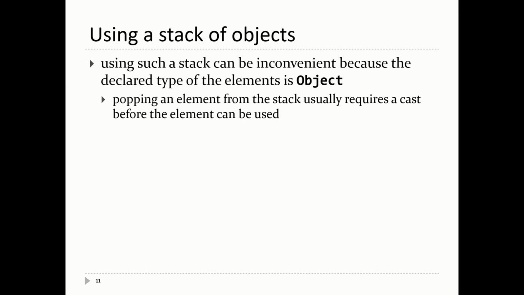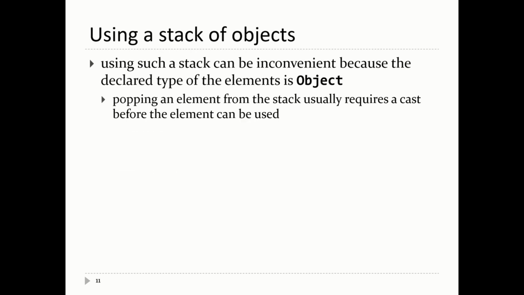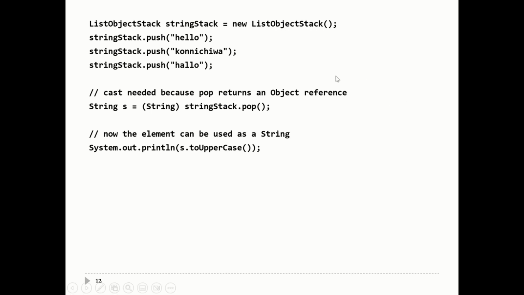Which means to use the element you just popped off the stack, you have to cast it to whatever type it really is. Normally in Java, if you're using this type of stack, the programmer would be careful to only push elements of the same type onto the stack. If they wanted a stack of strings, they would make one of these. They would always push a string. Whenever they pop the stack, they would cast the return value to string and then use the string that comes out.